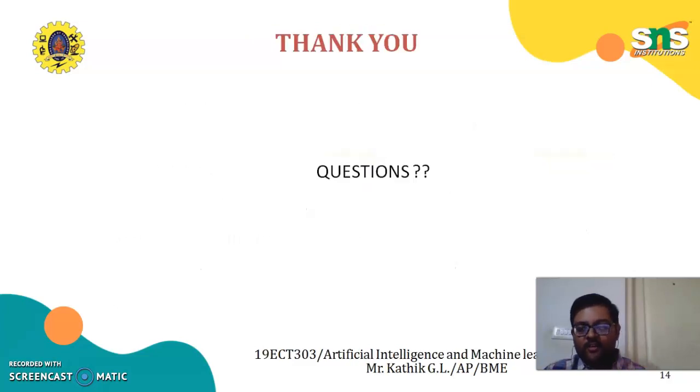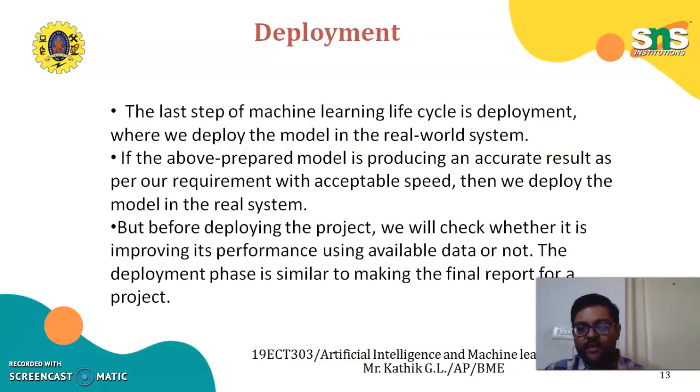So these are the different types of machine learning and then the machine learning process.